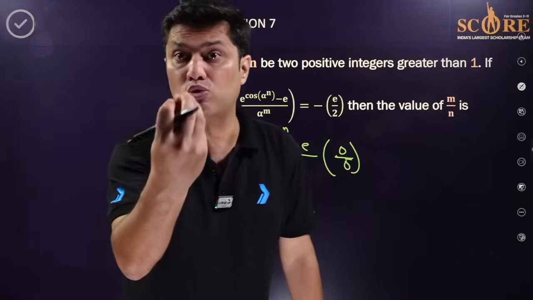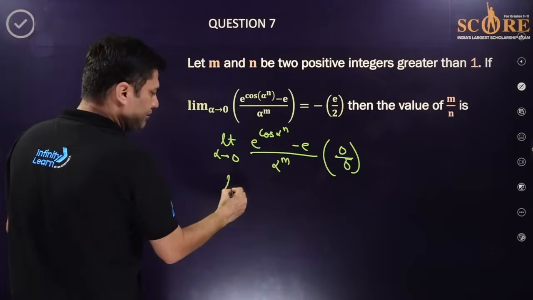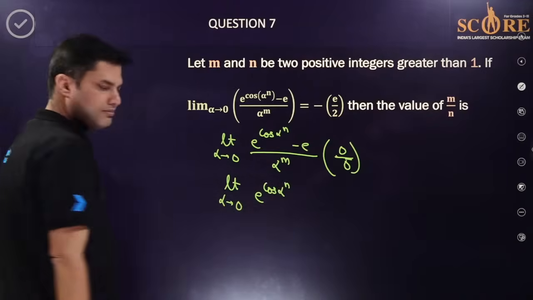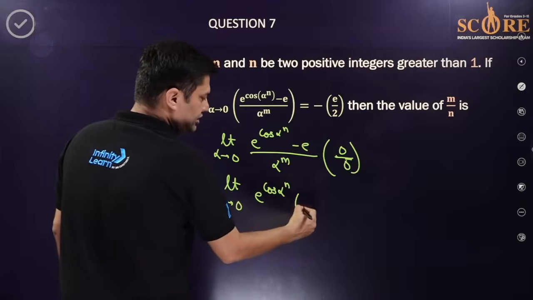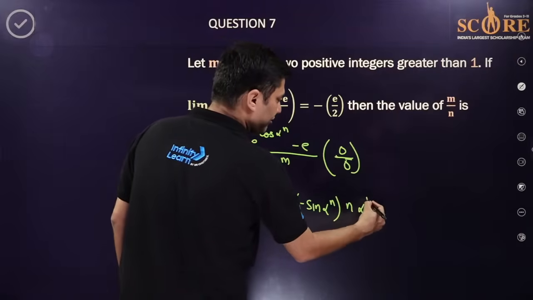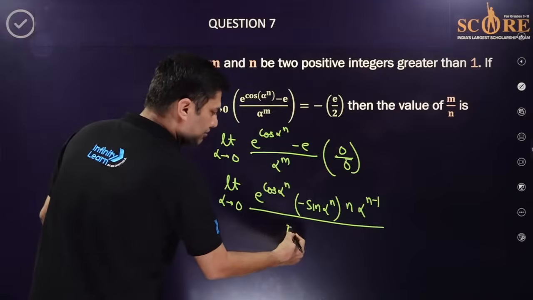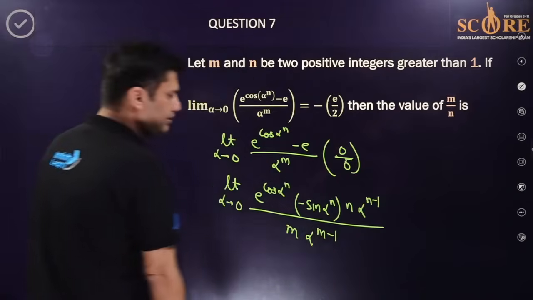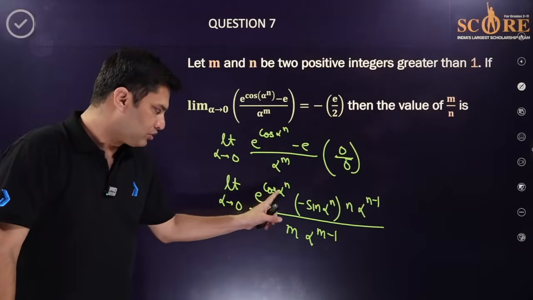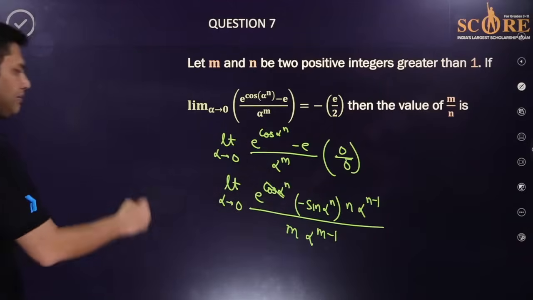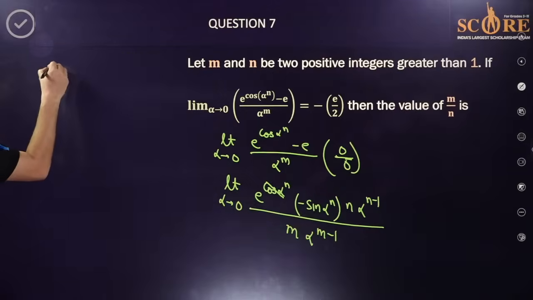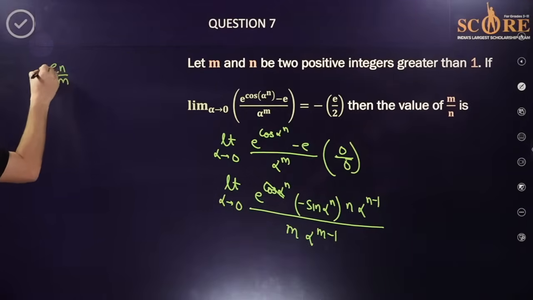You apply L'Hopital's rule. So L'Hopital's rule says, limit as alpha tends to 0, e to the power cos alpha^n. Now the chain rule says this is minus sin alpha^n, and again by the chain rule the derivative of alpha^n becomes n into alpha^(n minus 1). And the denominator gives m into alpha^(m minus 1). So if you put alpha equal to 0 here, this will become e, since cos 0 is 1. So ultimately the limit is coming out to be minus e n by m outside.